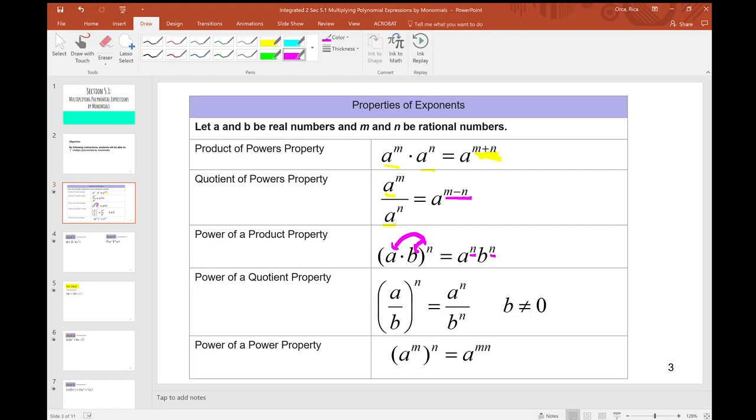The power of a quotient property is the same thing, but instead of multiplication, we are now dividing. So a over b, all raised to the nth power, is equal to a to the nth over b to the nth. Once again, take that exponent and just distribute it in. The denominator can't be 0, so b cannot be 0, otherwise the fraction will be undefined. The last property is the power of a power property. So a to the m raised to the nth power is equal to a to the m times n. Now let's look at some exercises.